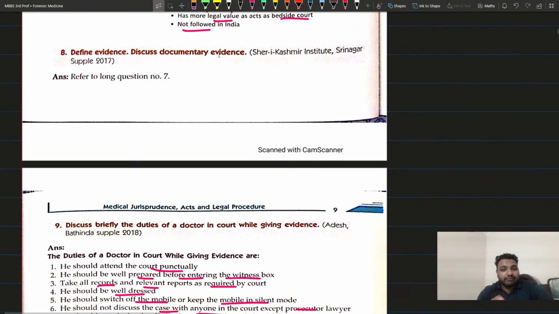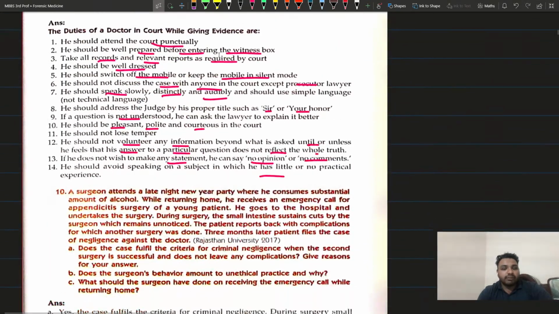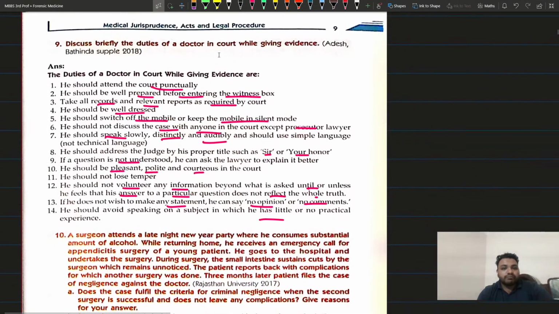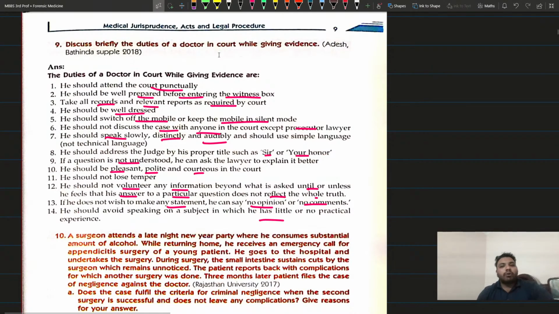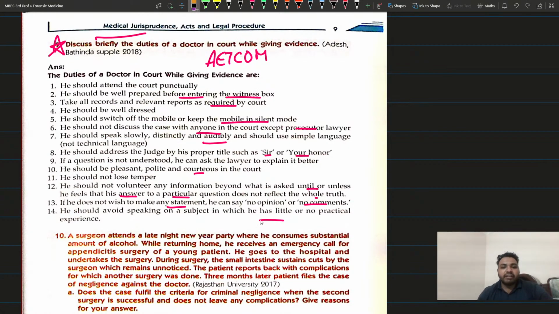Then, giving evidence. Okay. So now this is an important question. Sometimes it can be asked in your exam. Okay. Like, discuss briefly the duties of the doctor in the court while giving evidence. Like, what are the duties of the doctor while giving the evidence in the court?